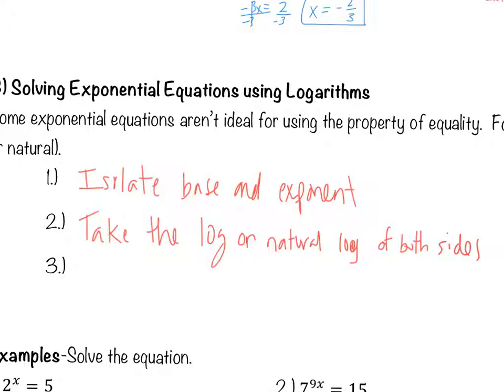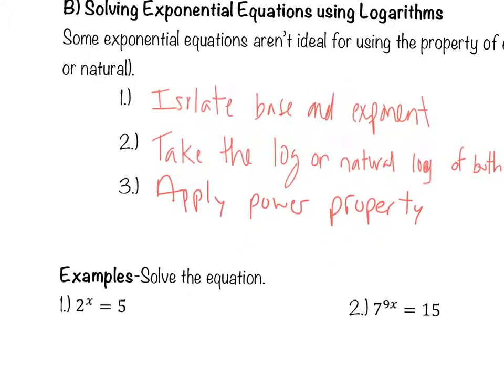We just talked about properties last class. So you're going to apply the power property, and we'll show you all these. The power property is where you can take the exponent and move it down and out front of the log, which will allow you to eventually solve the equation. So let's look at this. We'll start off pretty easy.